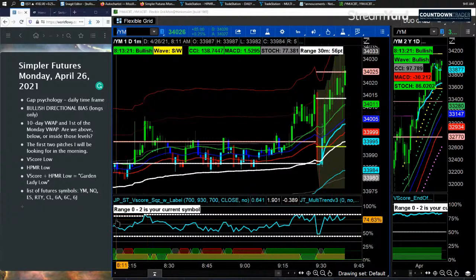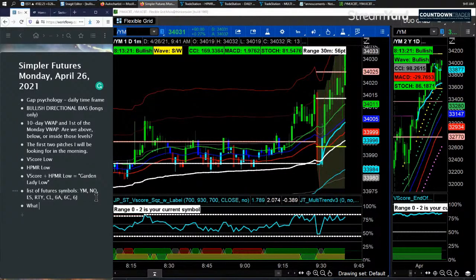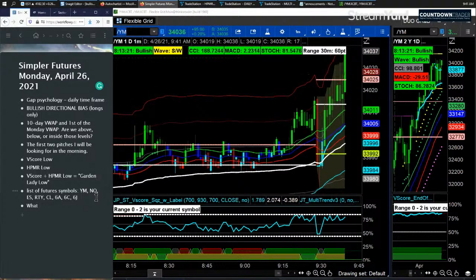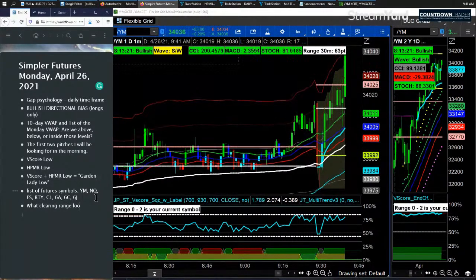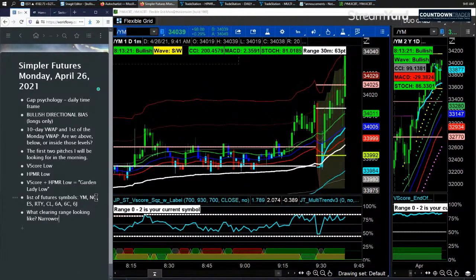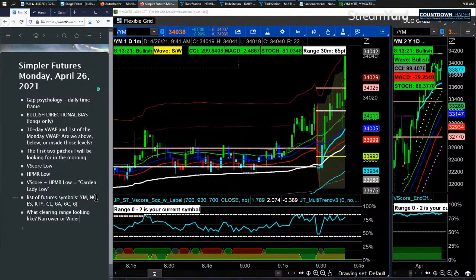Okay, so the next thing we want to do is look at the ranges. What are the current opening ranges, that clearing range? What is the clearing range looking like? Now, what do I mean by that? Is it narrower, or wider, or within historical volatility?